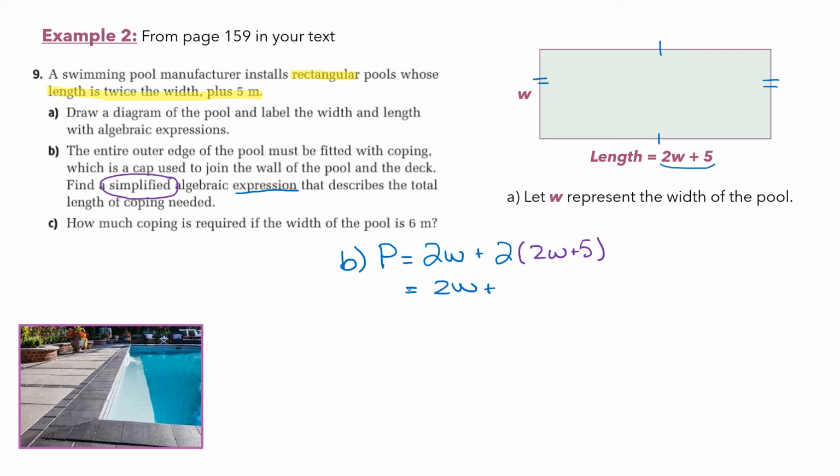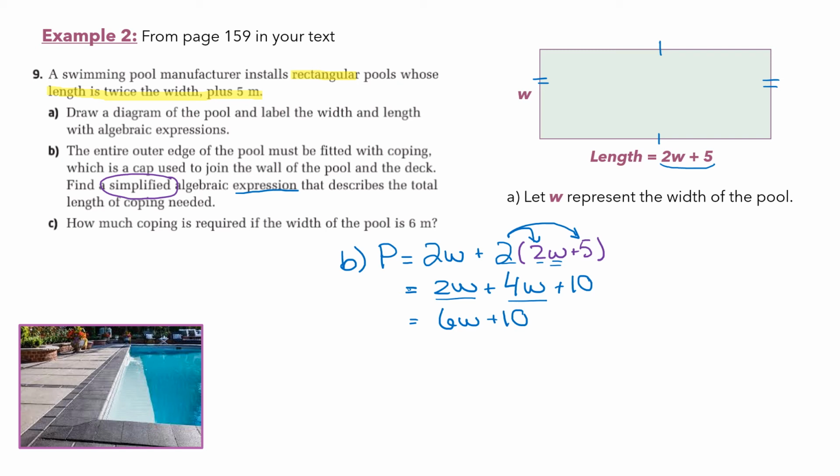2W plus, good thing we learned that distributive property, 2 times 2W, the numbers times numbers, that's a 4. And then letters times letters, I only have 1 W. And distribute 2 times 5, and they're both positive, that's simply a 10. Are there any like terms here? Yes, we have like W's. So I have 2 W's, I'm going to add on 4 more W's. That's going to give me 6W plus 10.